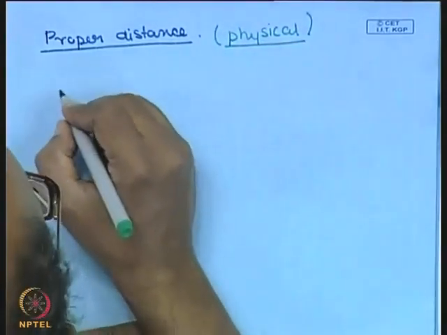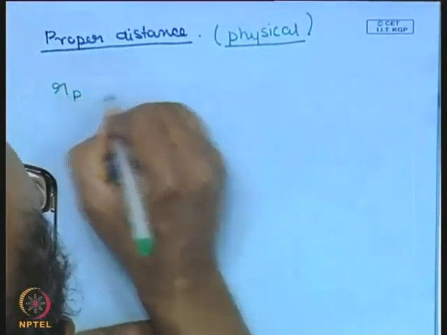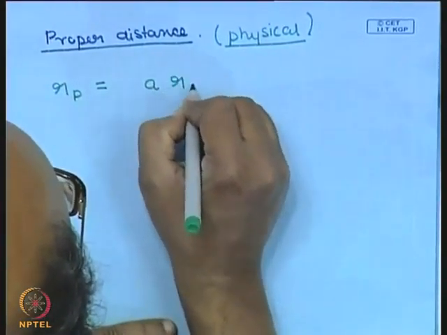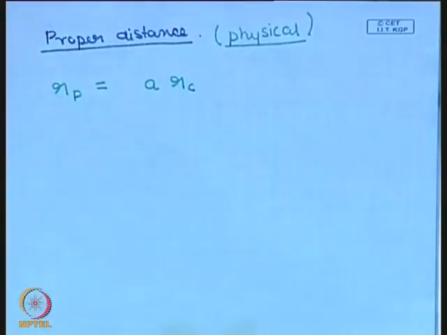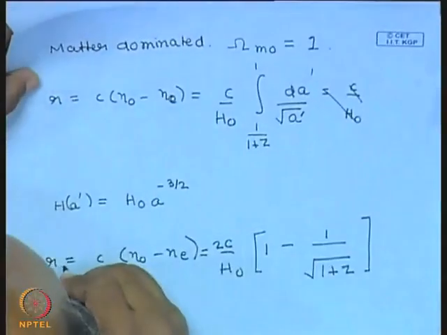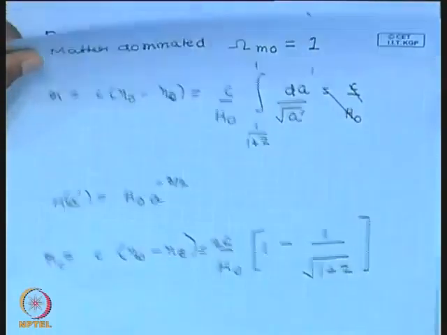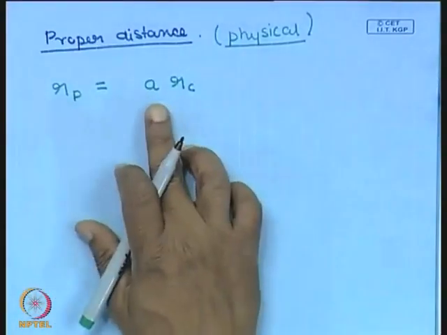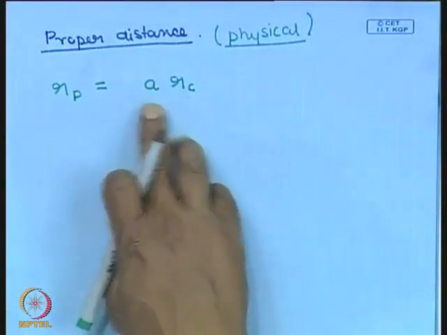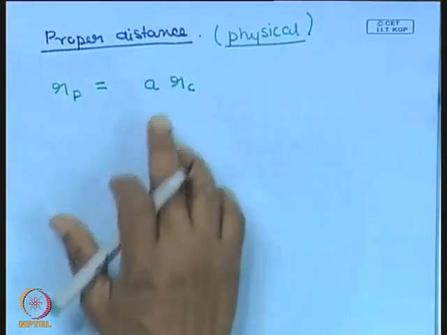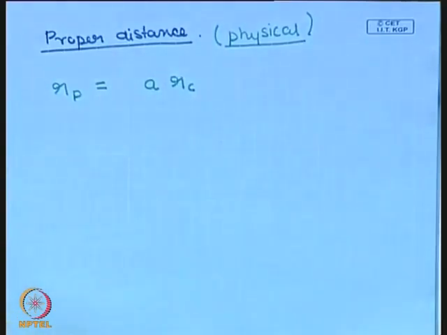And the proper distance r proper is equal to the scale factor times r comoving. So if I call this r comoving, then the proper distance is the scale factor times the comoving distance, and the scale factor is a function of time. So given a fixed comoving distance, the physical or proper distance keeps on changing with time. So obviously you cannot use light, the propagation of light, to measure the comoving distance.